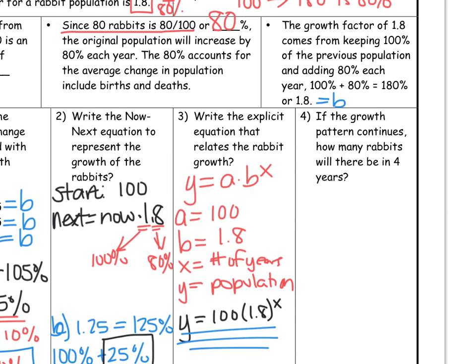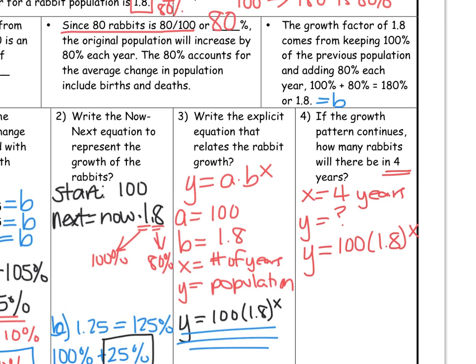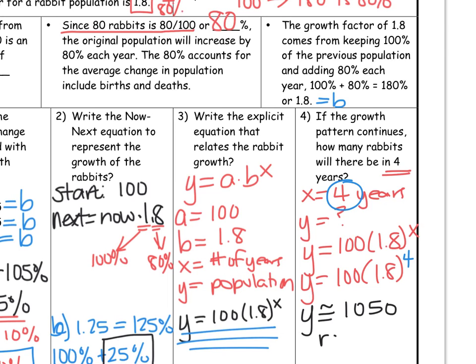So to put that equation into practice, if the growth pattern continues, how many rabbits will there be in 4 years? So if x is 4, and in this case it's years, I want to know what y is. So same equation, y equals 100 times 1.8 to the x. We're taking out x and plugging in 4. And when we get down to our y equals, it's about, and we're going to round, 1,050 rabbits.